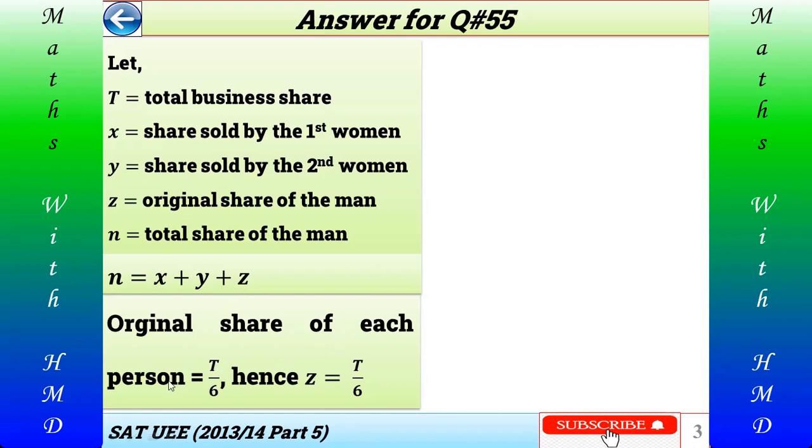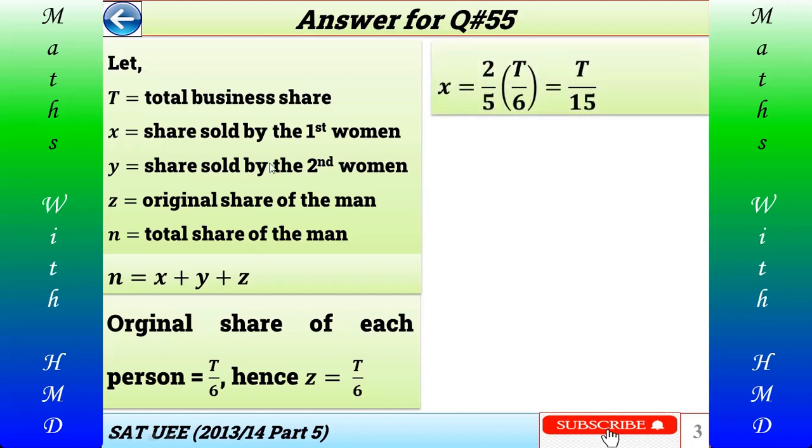So the original share of each person is going to be T/6, because T is the total business share. Here we have 1 man and 5 women, so the share is going to be divided into 6. This implies the original share of each person is the total share divided by 6, which is T/6. Hence, the original share of the man is T/6 because we have only one man.